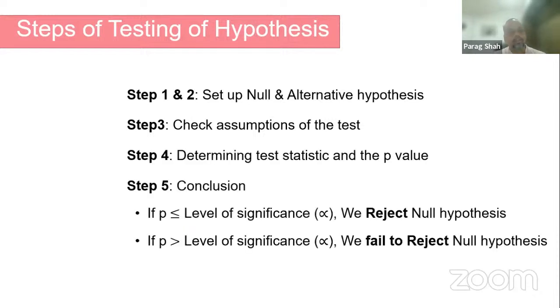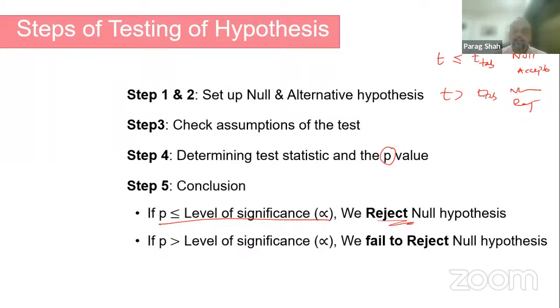Step 5, conclusion. Because software will now give you the p-value, if p-value is less than or equal to alpha, we reject. So don't get confused. When you are doing it manually, suppose you have not used any software till date and you are comparing with the table value, then we say t less than or equal to t tab, null hypothesis accepted. And if t greater than t tab, null hypothesis rejected.